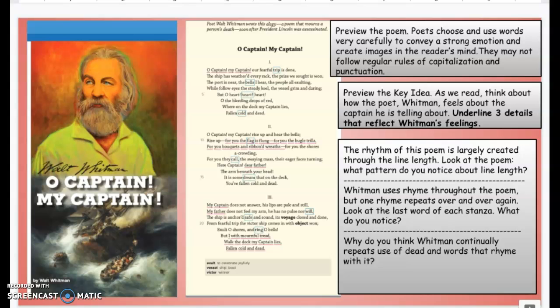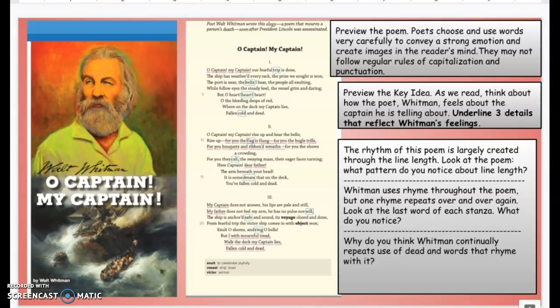My captain does not answer, his lips are pale and still. My father does not feel my arm, he has no pulse nor will. The ship is anchored safe and sound, its voyage closed and done. From fearful trip the victor ship comes in with object won. Exult, O shores, and ring, O bells, but I with mournful tread walk the deck my captain lies, fallen cold and dead.